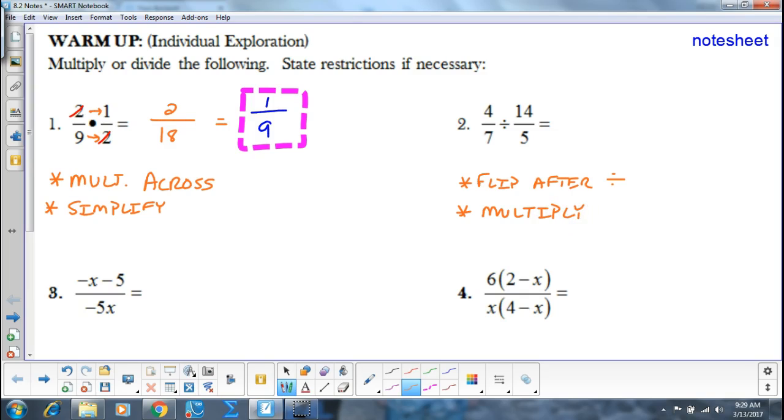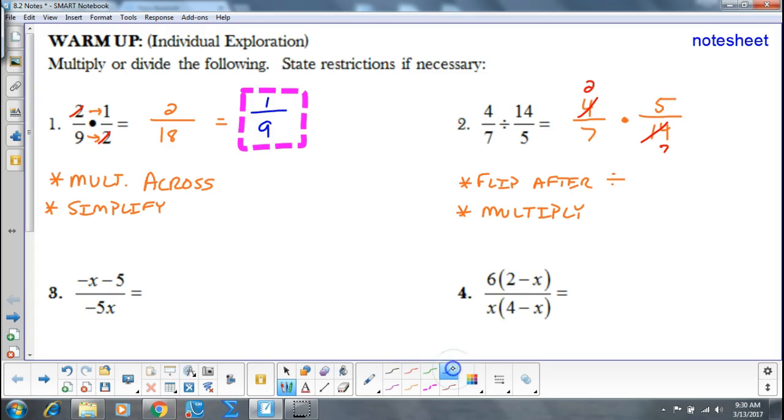So this becomes 4 over 7 times 5 over 14. Two goes into 4 twice. 2 goes into 14 7 times. That leaves me with 10 over 49.